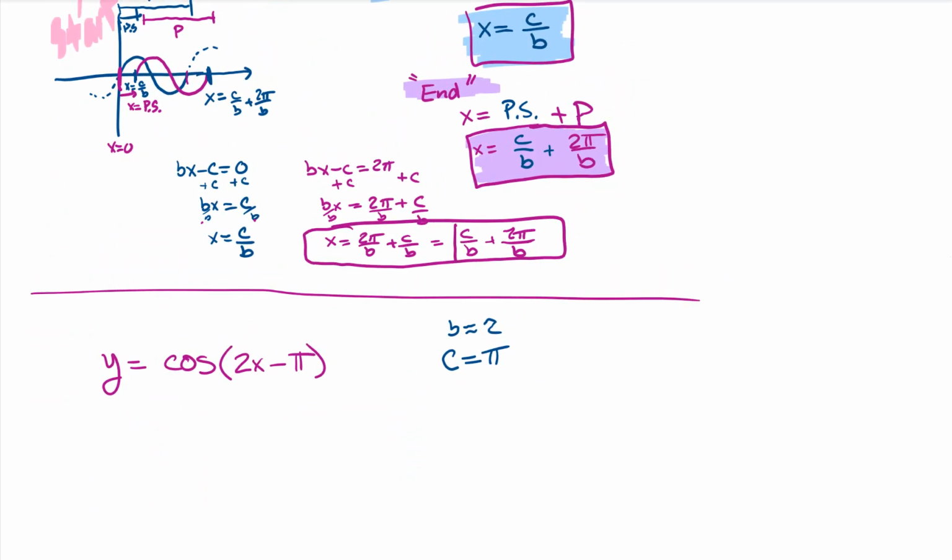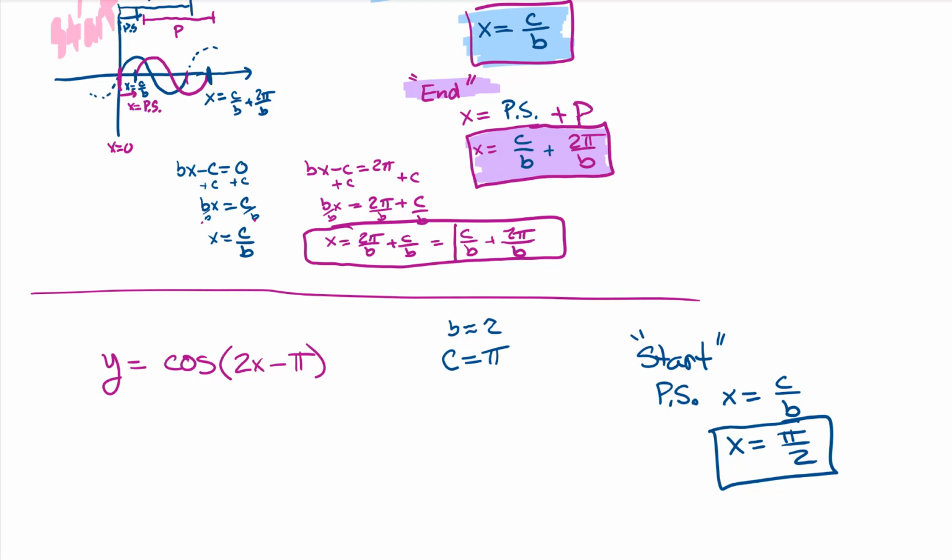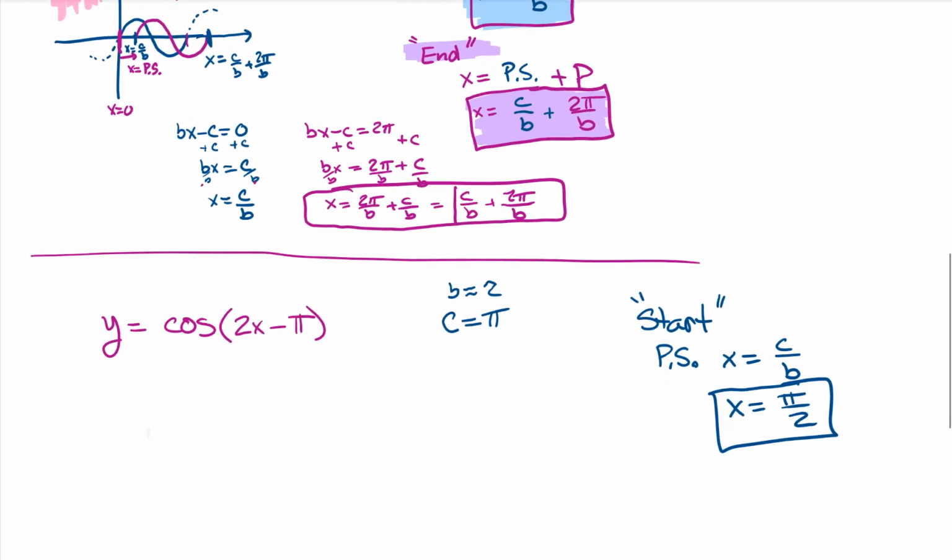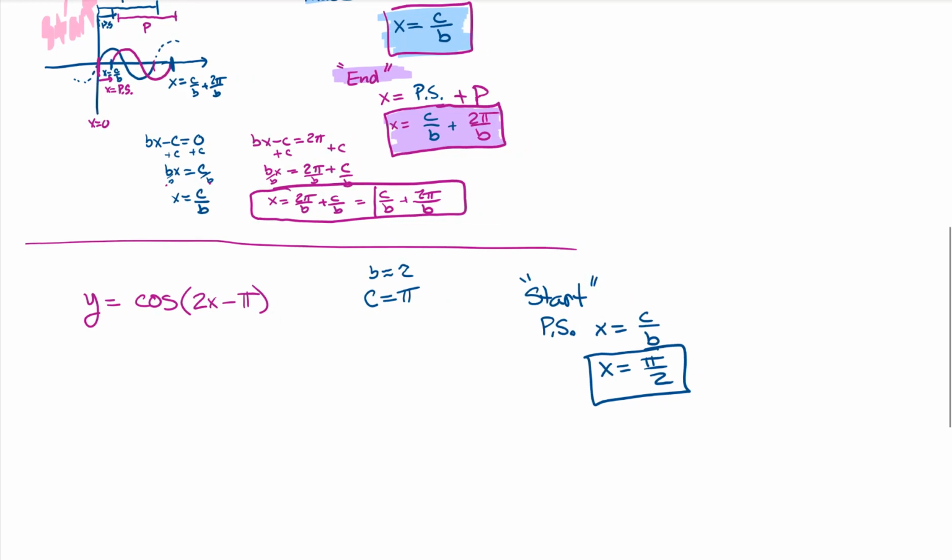Now that we have our b and our c, let's go find where we start. We're going to start, big quotes, at the phase shift. So that's x is equal to c over b. C is equal to pi, so we're going to start at x is equal to pi over 2. All right, that's fair. Now where are we going to end? Where's that endpoint? Well, x is equal to c over b, where we start. Actually, I'm going to put that in blue.